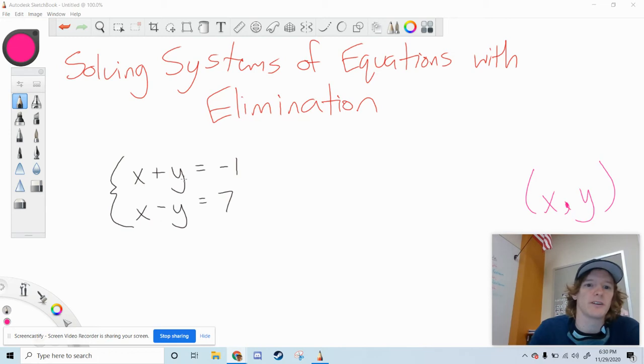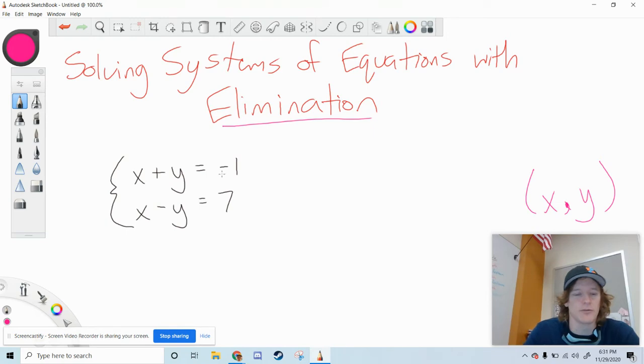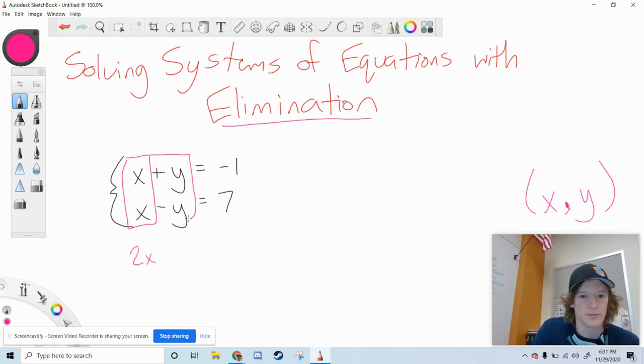What we're going to do here is add these two equations together vertically. So what we're going to see is we end up eliminating one of our variables. Let's just do this. What's x plus x? Well, that makes 2x. What is y plus negative y? Well, that's nothing. Equals 7 and negative 1 makes 6.